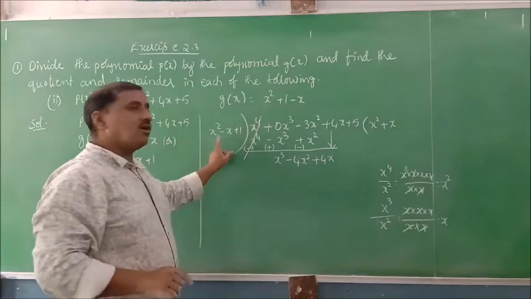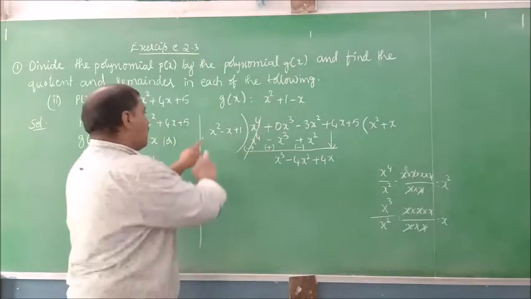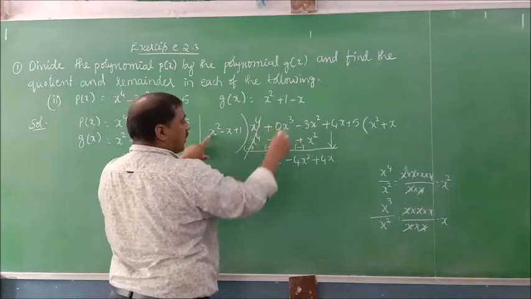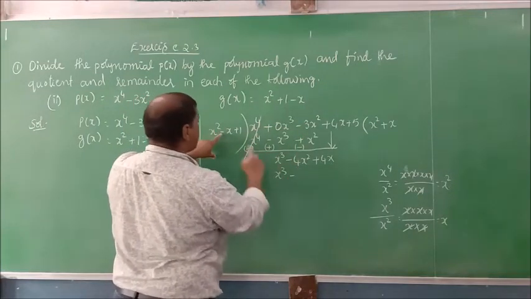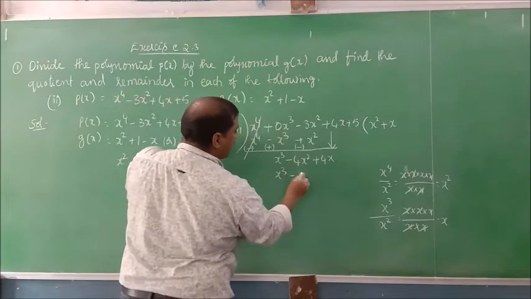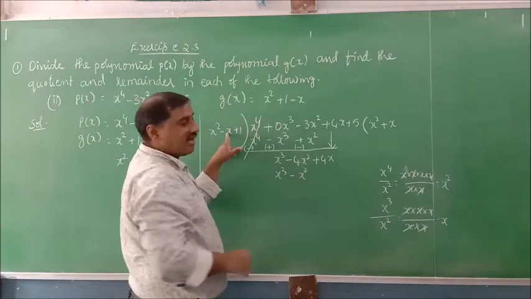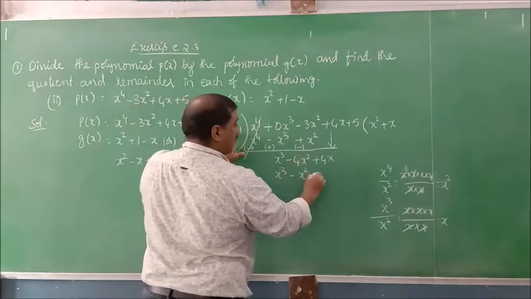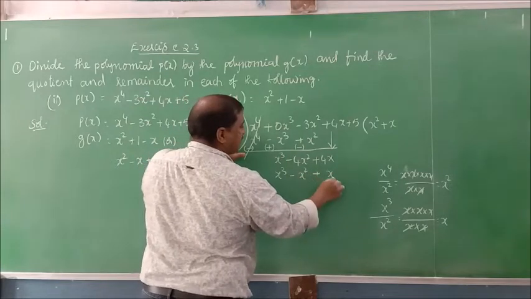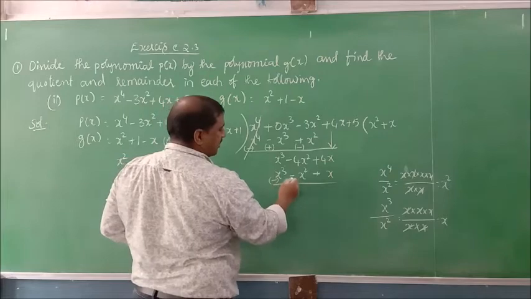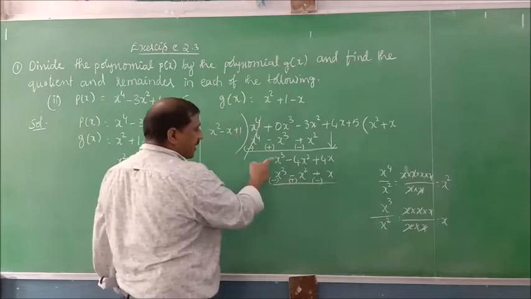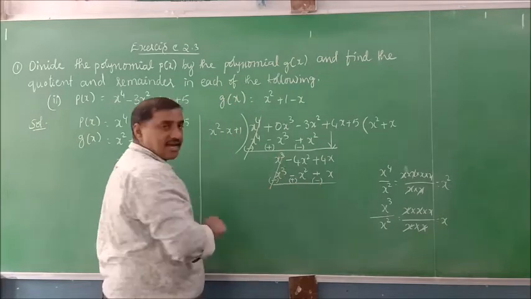Now multiply the divisor with the x. 1 into 1 it is 1, x square into x it is x cube, minus into plus it is minus, x into x it is x square or 1x square, plus into plus plus, 1 into x it is 1x or simply x. Change the signs, minus, plus, it is minus. Plus x cube, minus x cube, both are cancelled.